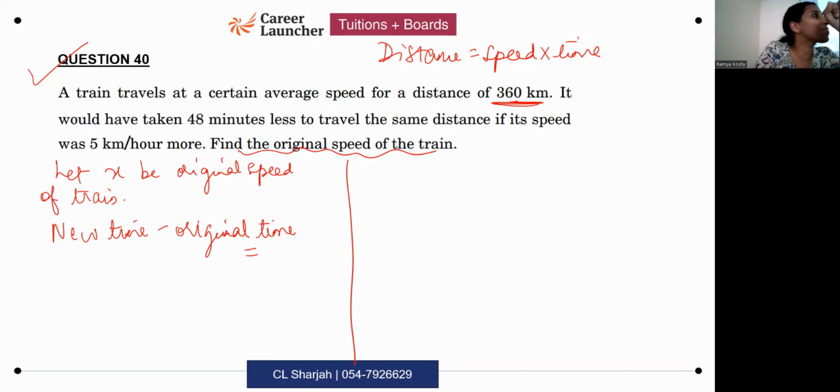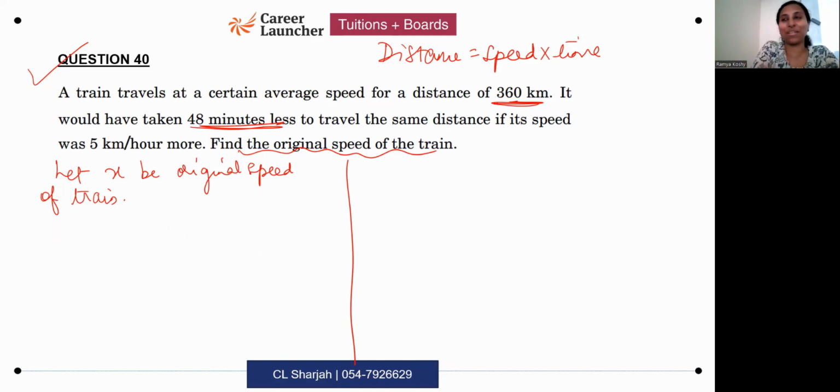Why did you say new time is more? It should have taken 48 minutes less, right? So original time is more. Read the question carefully. Speed has increased. That means time has decreased, which means original time was more. So it will be original time minus new time is equal to how much? 48 minutes.